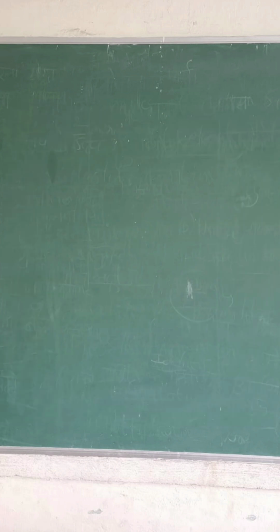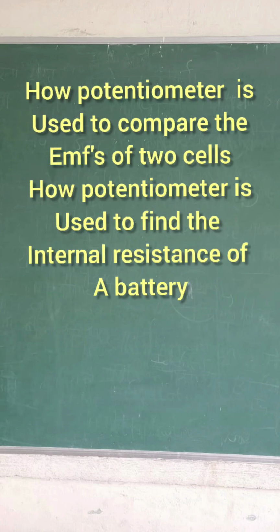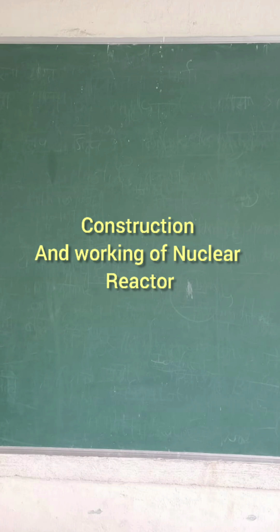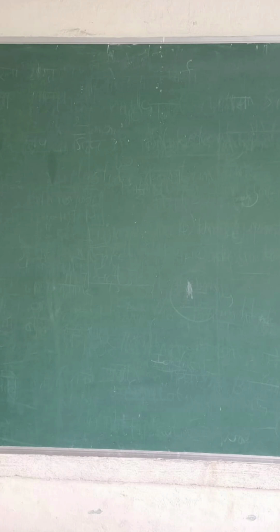By the way, in current electricity, potentiometer, comparison of EMFs of two cells, potentiometer, internal resistance of a battery, and in atoms and nuclei, construction and working principle of nuclear reactor, which can be given under 8 marks.